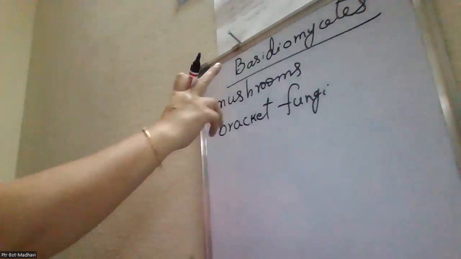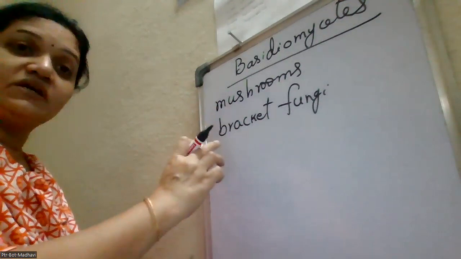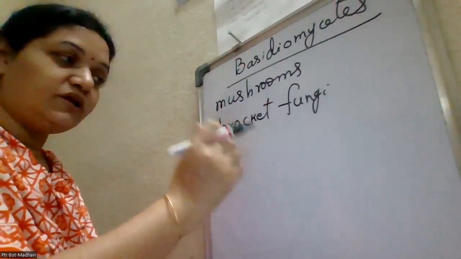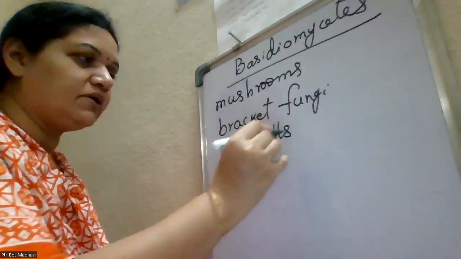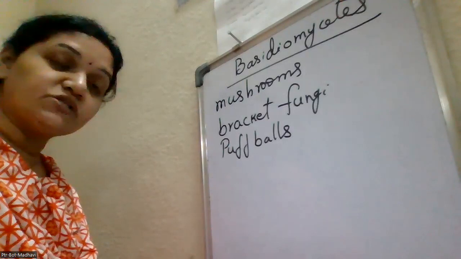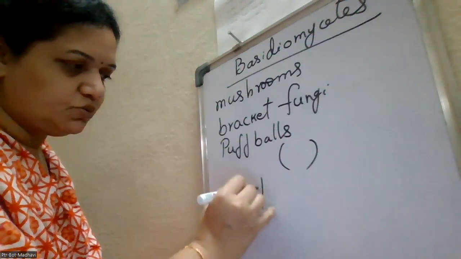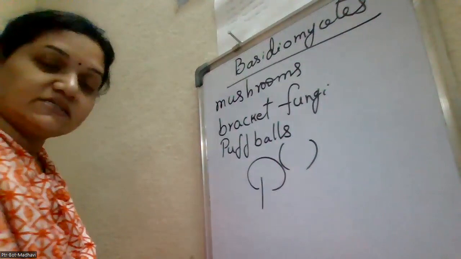So this basidiomycetes class is also called the mushroom class, because all mushrooms come under this category. The other ones we can call by another name, bracket fungi, or else puffballs, because they look like puffy structures. Why do we call it bracket fungi? Mushrooms look like an umbrella shape, like a bracket. Even the mushroom body is dome shaped. So we call the basidiomycetes class the mushrooms, bracket fungi, or puffballs.